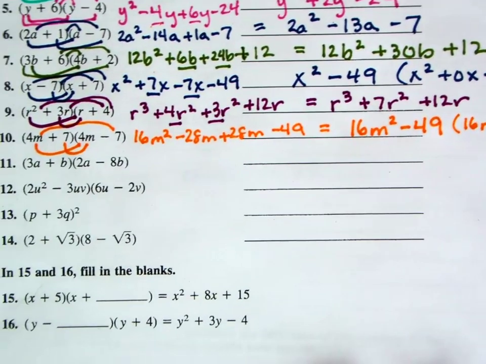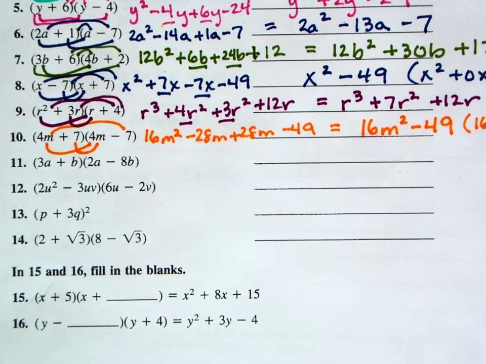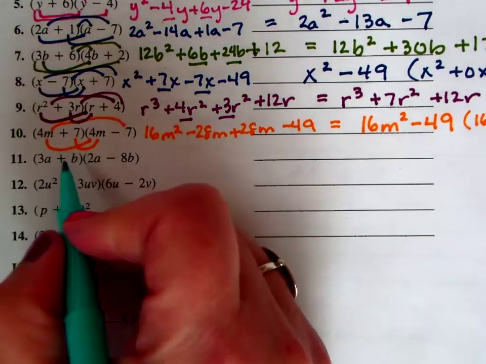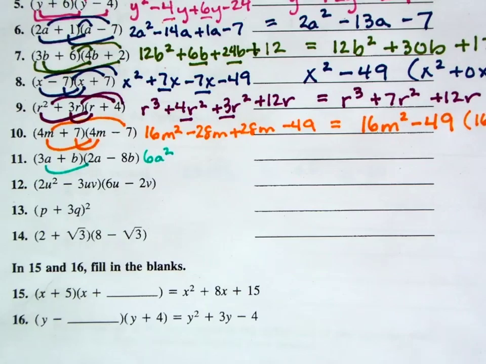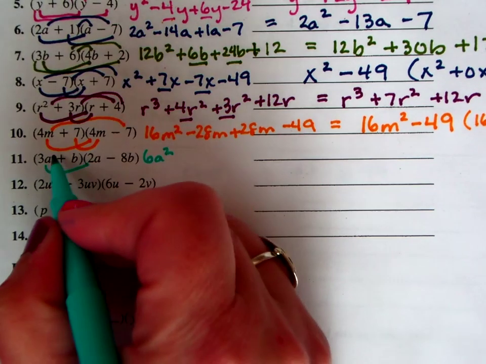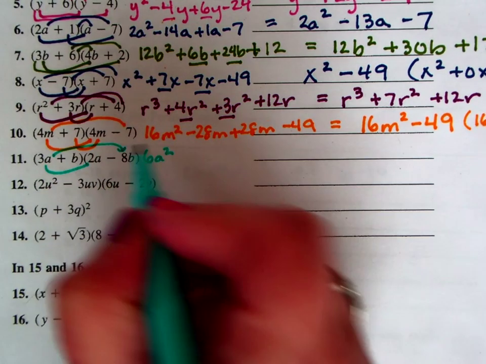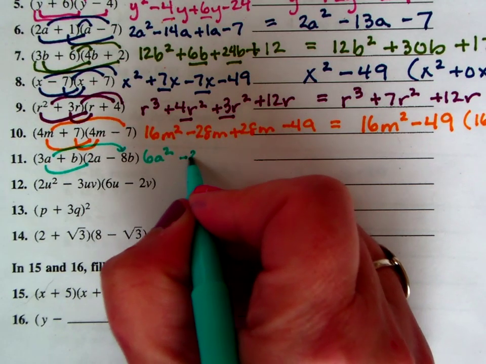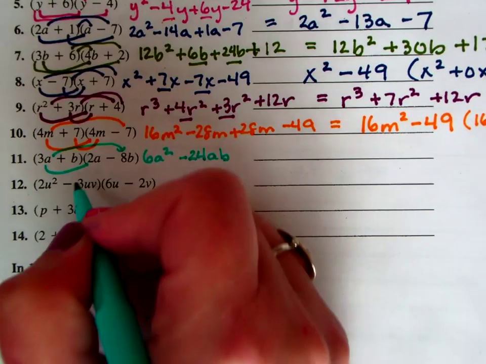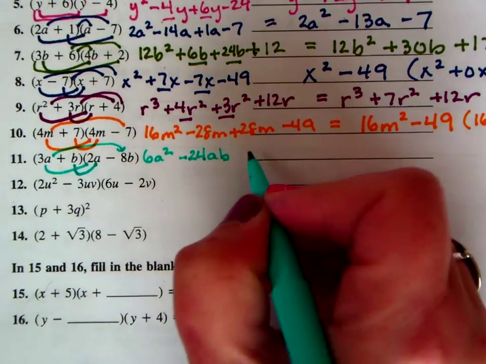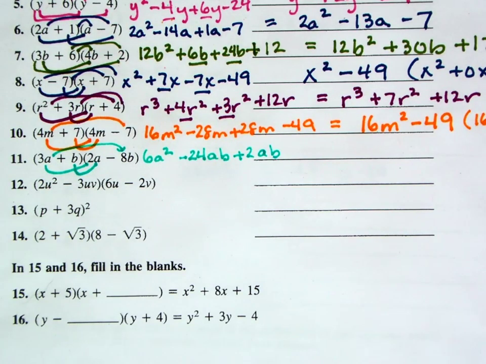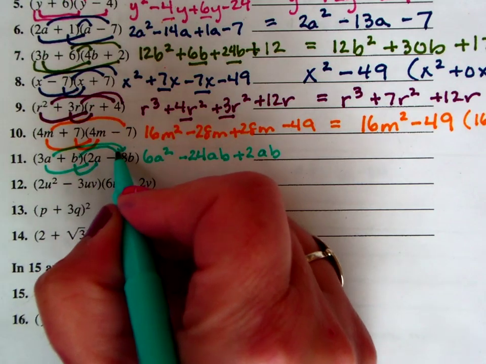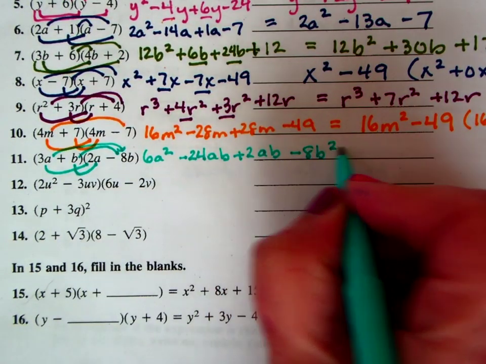Okay, 3 more problems, and then a little bit left to go over all the work, if you were able to get through all of it. All right, 3a times 2a is 6a squared. 3a times that 8b there, negative 8b, is negative 24ab. And then b times that 2a is plus 2. And I'm going to write it in the same order just to make it less confusing, 2ab. And then b times the negative 8b is minus 8b squared.